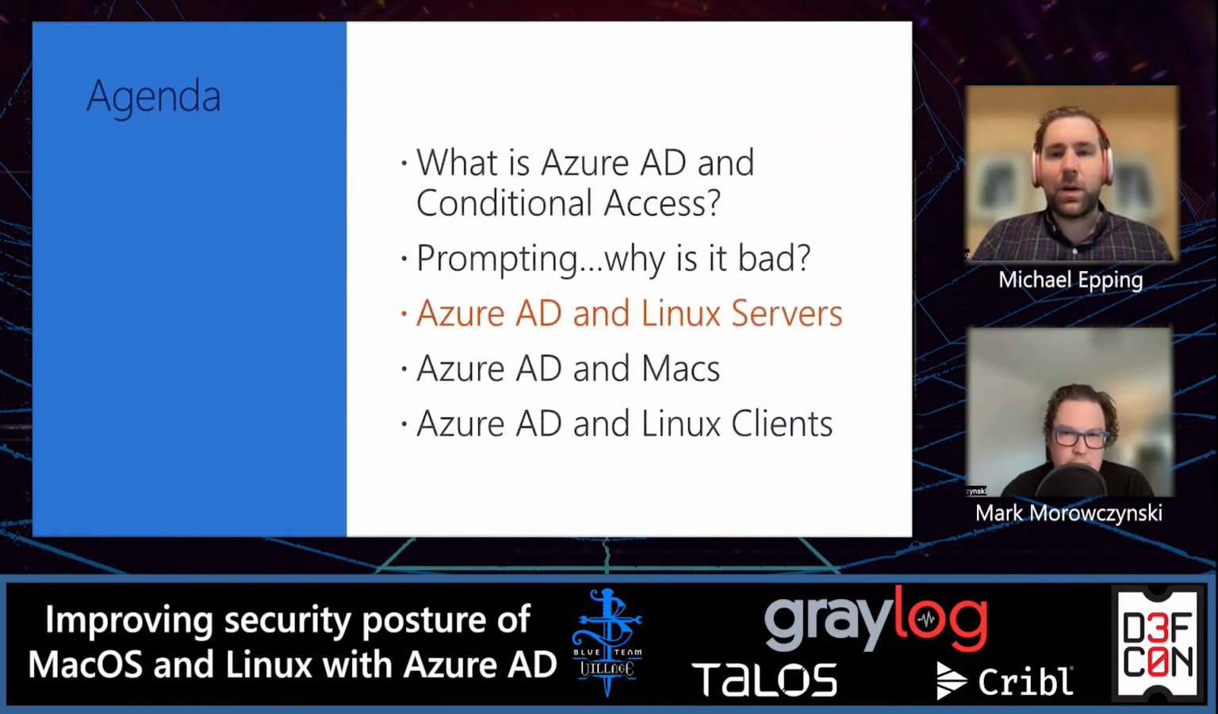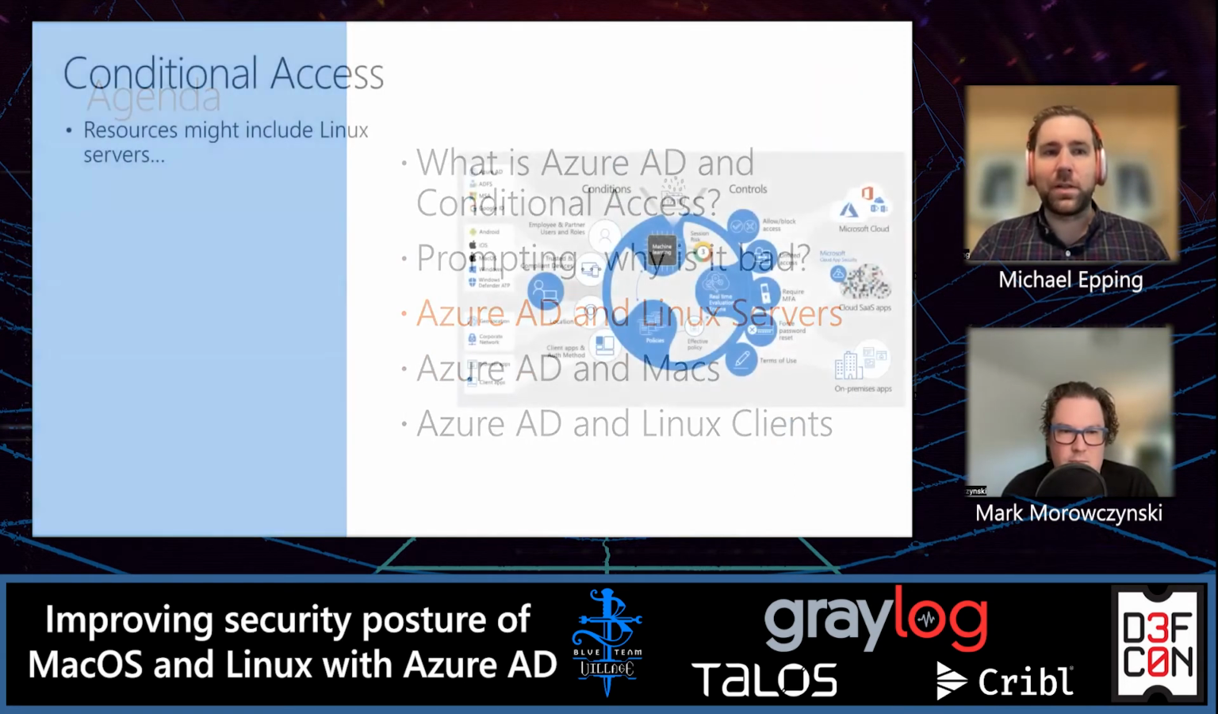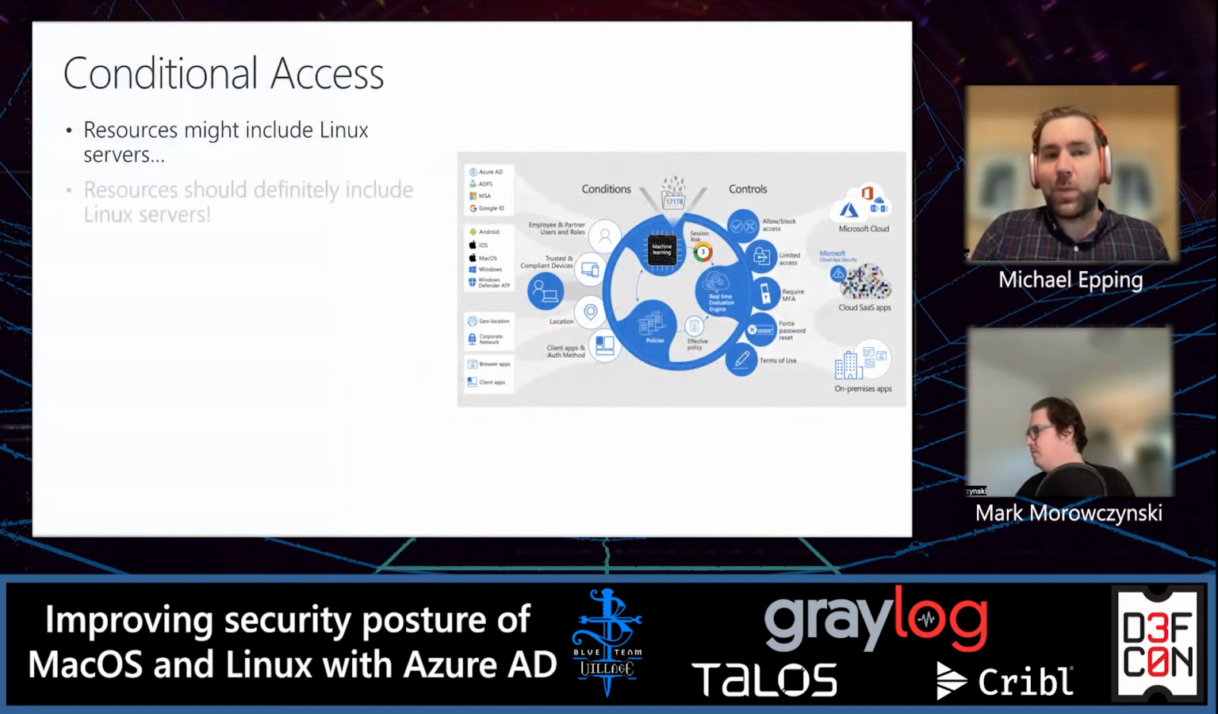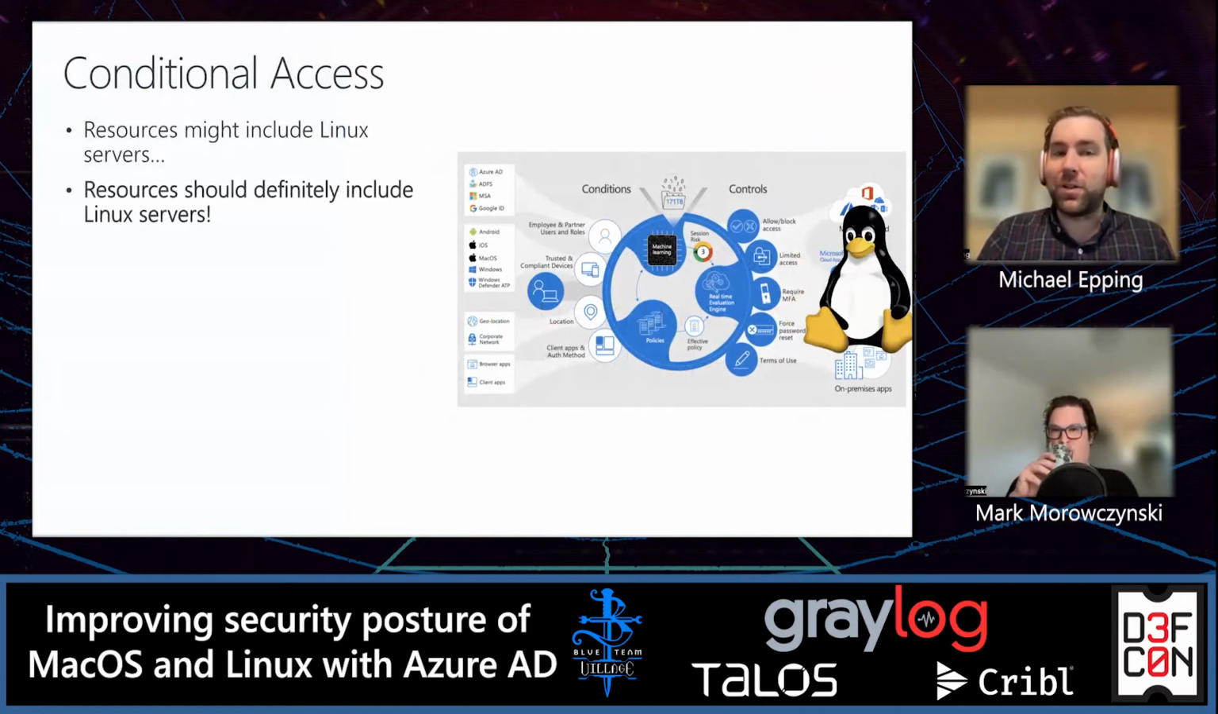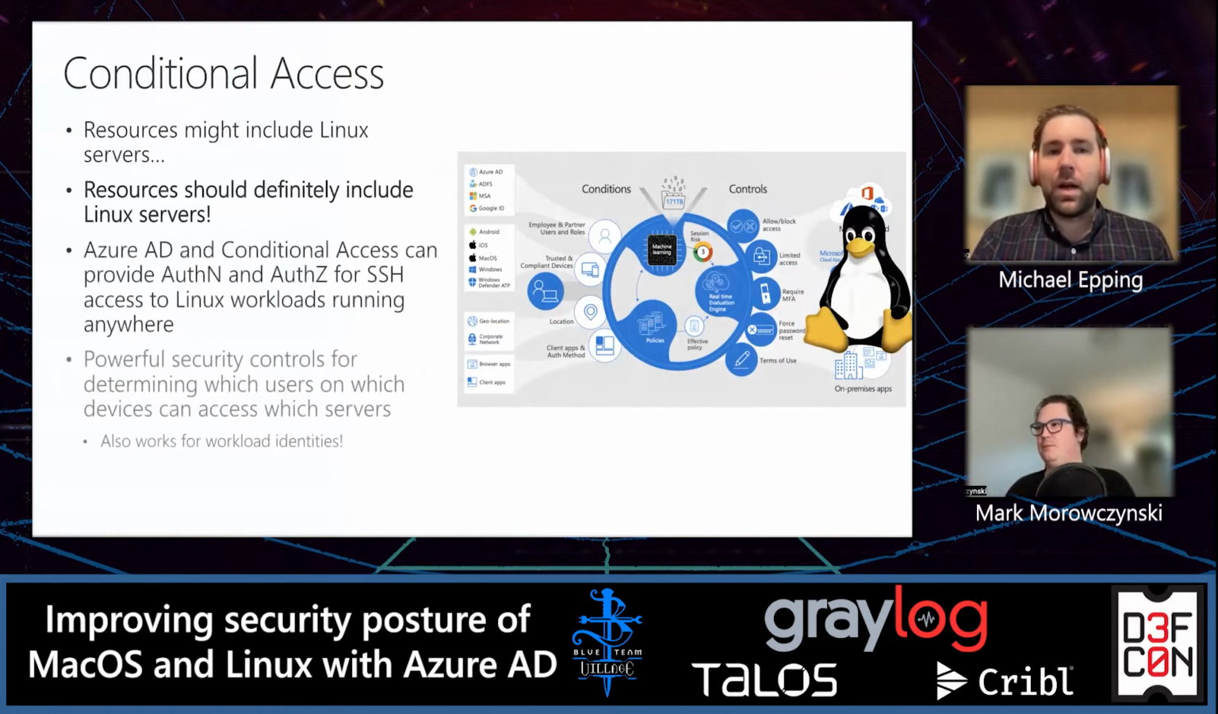All right, so let's talk about how we can turn Linux servers into a resource that can be protected by conditional access. So we said earlier that Linux servers may be a resource, but I would contend that they should definitely be considered one of these resources that we need to apply zero trust type policies to. So in Azure AD, we have a capability to protect access via SSH to Linux servers with conditional access and other Azure AD tools.